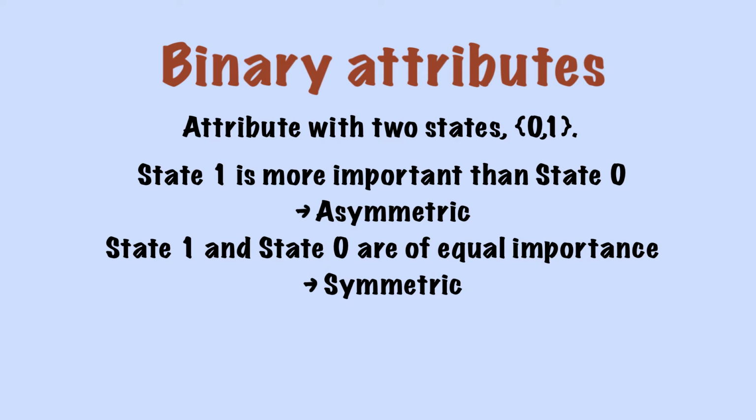There are two types of binary data. If state 1 is more important than state 0, we call the data asymmetric binary. By convention, we use 1 to represent the important state, so you won't see the situation where state 0 is more important than state 1. On the other hand, if state 1 and state 0 are of equal importance, we call the data symmetric binary.